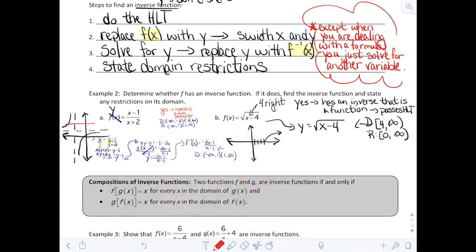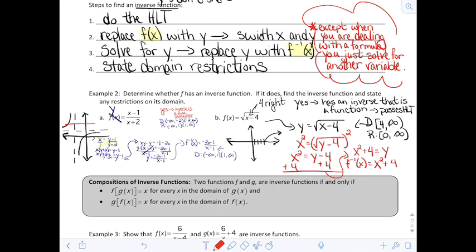Okay, so I'm going to now swap x and y. x is going to equal the square root of y minus 4. To solve for y, I'm going to square both sides, and I get x squared equal to just y minus 4. I'm going to add 4. So I get x squared plus 4 equal to y. And I'm going to replace that with f inverse of x. So f inverse of x is x squared plus 4.